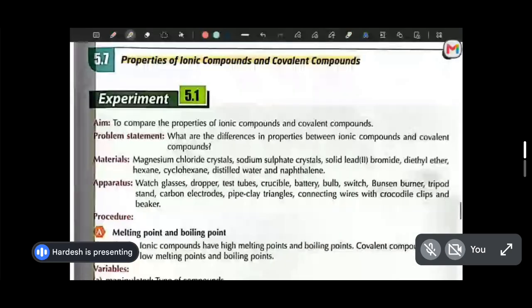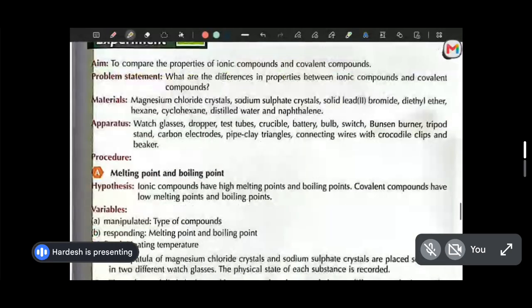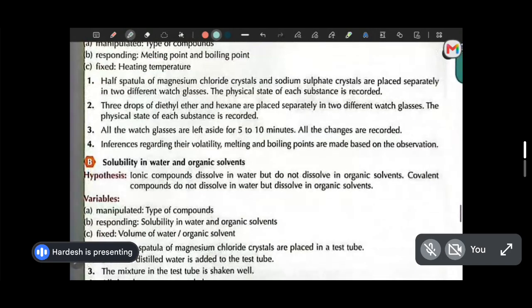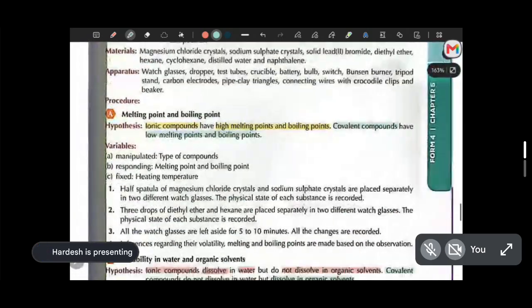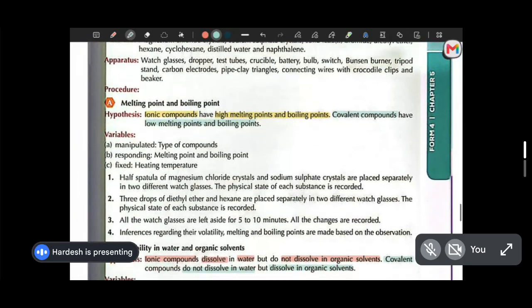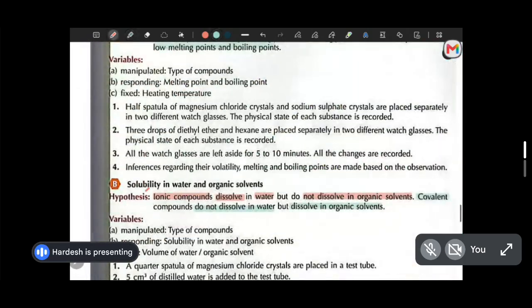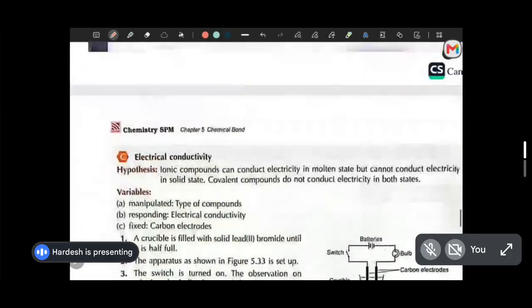So, properties of ionic and covalent, okay? What is the property? The hypothesis is ionic compounds have high melting point and boiling point. Covalent, low. Okay? Then we look at the next one. What's the next hypothesis? Ionic compounds dissolve in water, not in organic solvents. Covalent, the opposite. Do not dissolve in water, dissolve in organic solvents. Now, this one is mostly paper 3 only, your practical. But the theory like this, the hypothesis, you still need to know. Like they ask you which is true or false. Then they will give you a couple of scenarios.